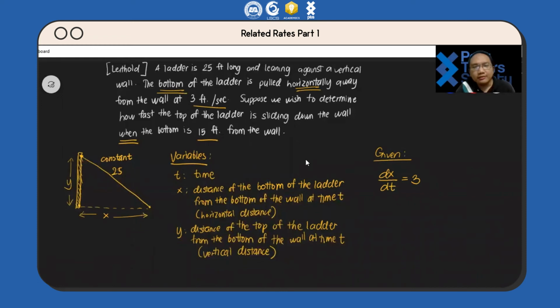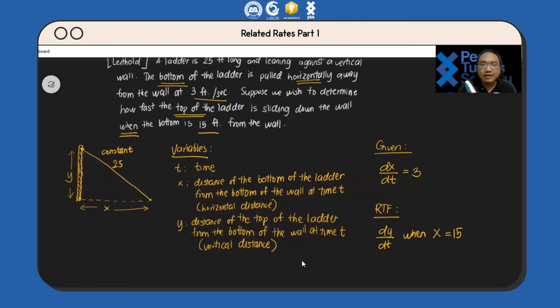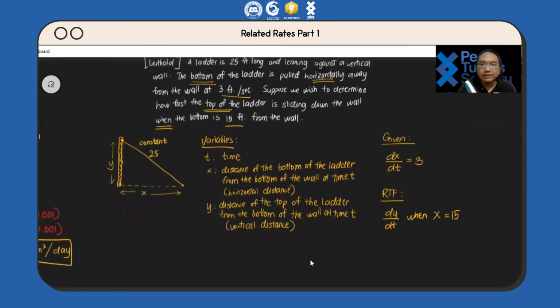Do you have any other given? No more given. Okay, let's go for it. What are we required to find? We want to find how fast the top of the ladder is sliding down the wall. So we want to find dy dt when the bottom is 15 feet from the wall. That means when x, the horizontal distance, is equal to 15. So dy dt when x is equal to 15. That will be what we want to find for this problem.